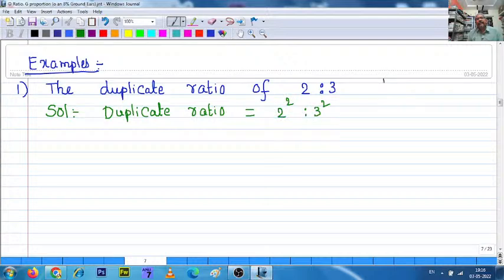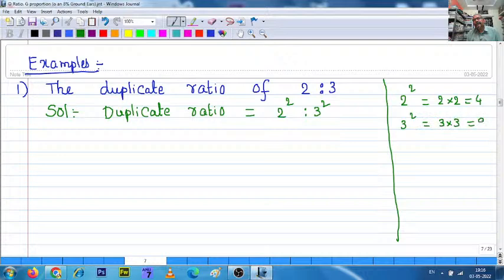So non-math students, don't worry. What is 2 square? Let me explain. 2 square means 2 into 2, that is 4. 3 square is equal to 3 into 3, you get 9. So what do you write now instead of 2 square is to 3 square? That is nothing but 4 is to 9. Yes, the duplicate ratio of 2 is to 3 is 4 is to 9. Am I correct now? Okay, let us move to second example now.